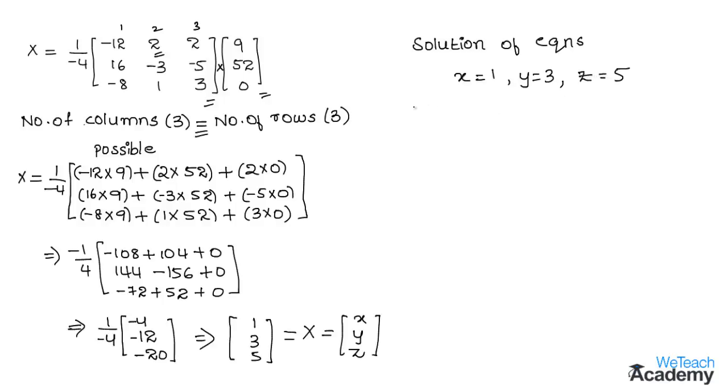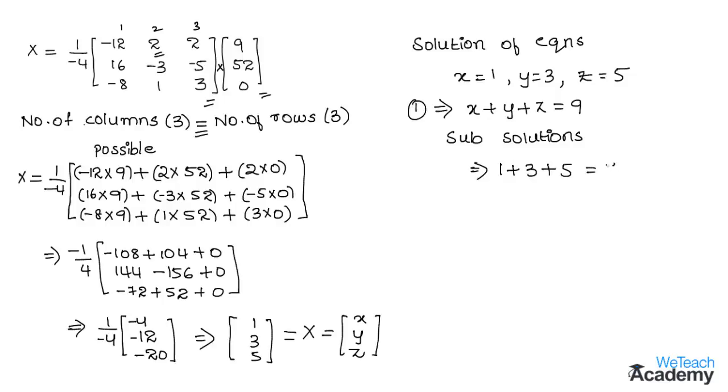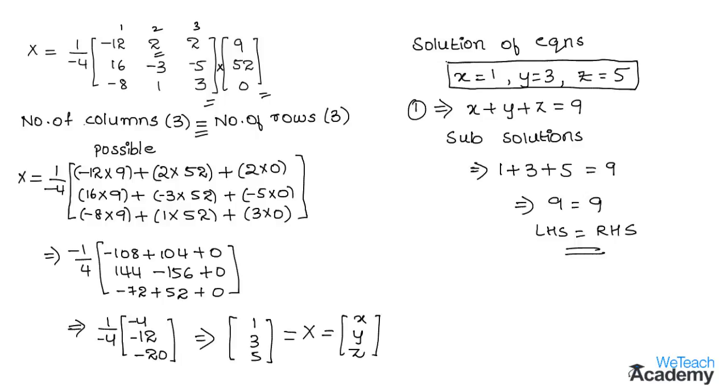And now for verification, let us consider equation 1, which is X plus Y plus Z is equal to 9. By substituting the solutions in equation 1, we get 1 plus 3 plus 5, which is equal to the value on the RHS, which is 9. So that implies by adding we get 9 equal to 9. Therefore LHS is equal to RHS. So we can see that these are the unique solutions of the given system of equations.